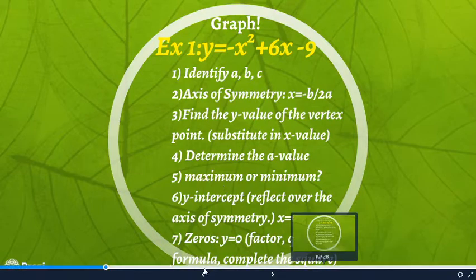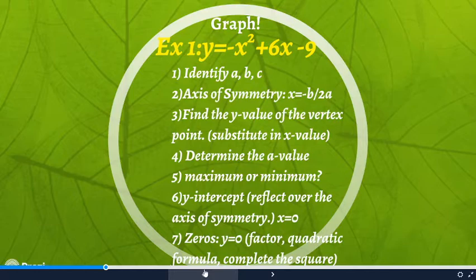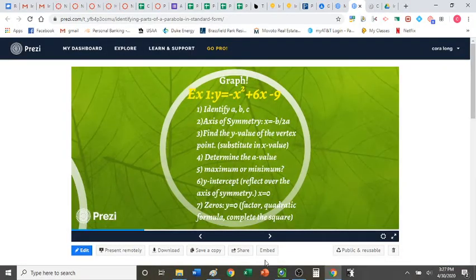So all of these nifty parts will go into play and help us to graph our parabolas, which this stuff is really fun, you guys. This is some of my favorite stuff to do in math. So let's get going on example 1. Let me pull it up.